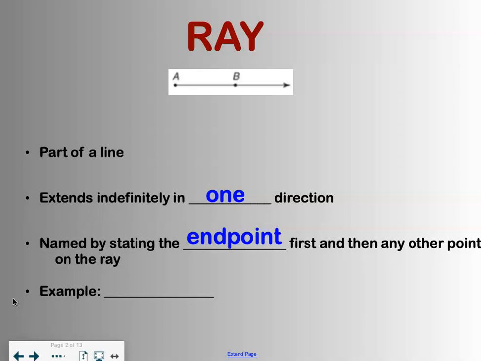It's part of a line and extends indefinitely in one direction, or forever. That's why it only has one arrowhead. You name a ray by starting with the endpoint and then any other point on the ray. So in our example here, what is my starting point? A. So you put A, B, and you put a little ray on top, so only one arrowhead on this guy.